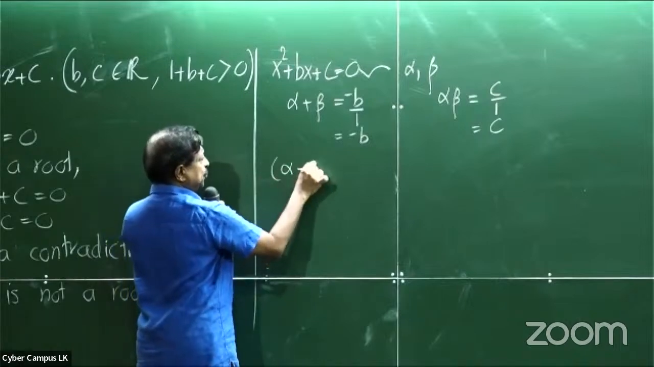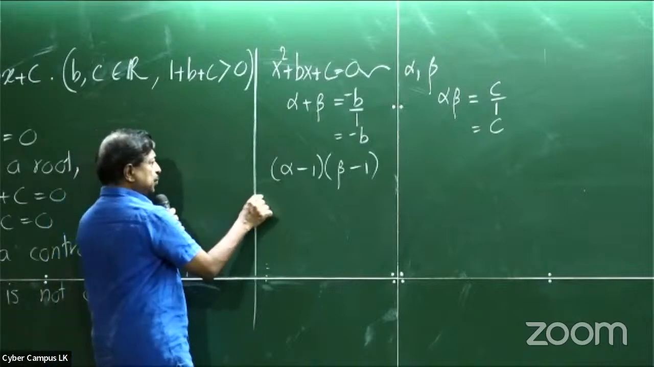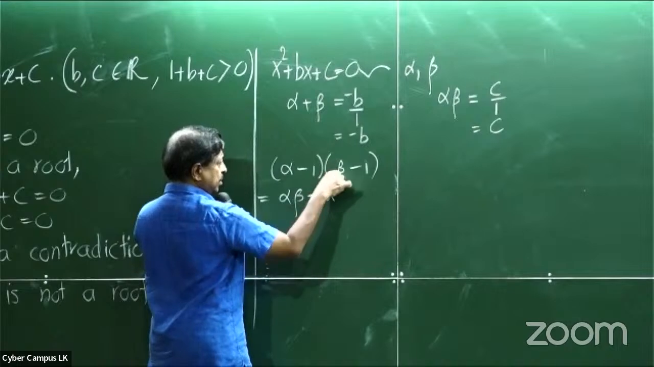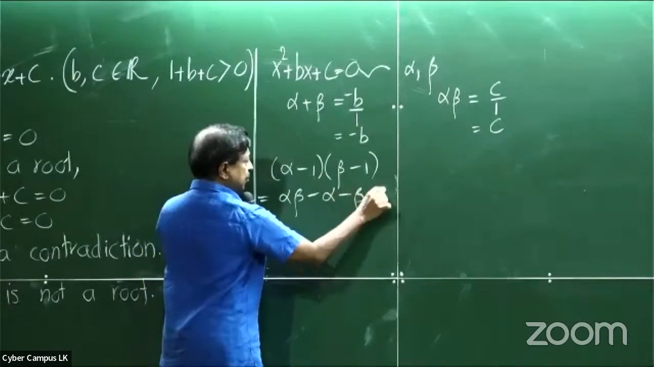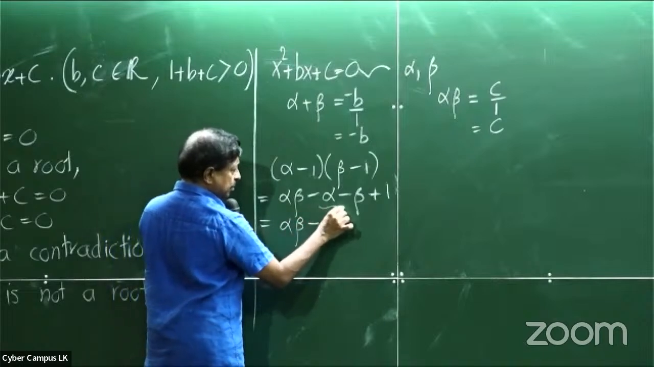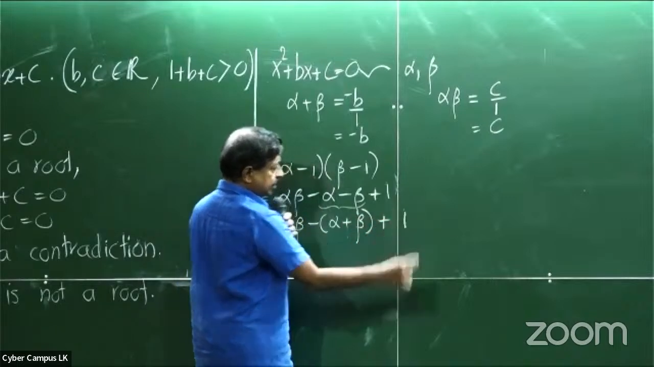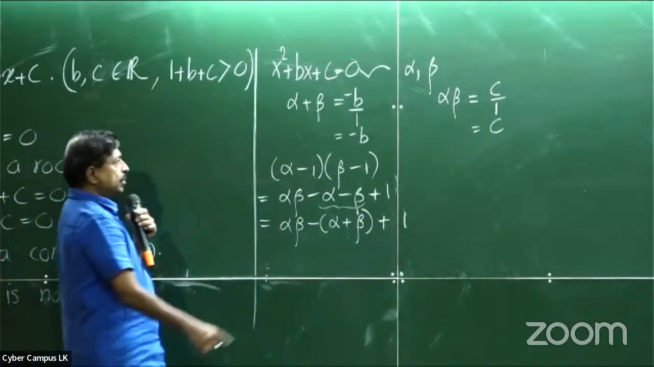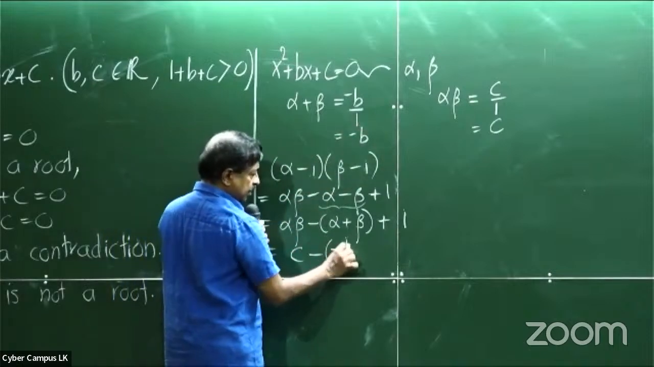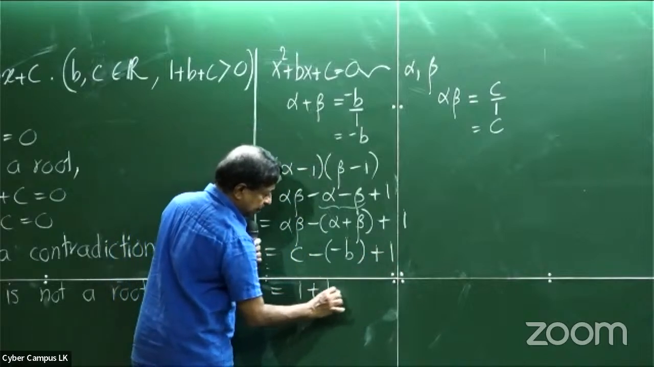So alpha minus 1 times beta minus 1 is equal to, you can expand this, alpha beta minus alpha minus beta plus 1. You can pull out the minus sign from these two, and you get alpha plus beta in the bracket. Now plug in the values. Alpha beta is c. This is minus b. This is plus 1. So it is 1 plus b plus c.